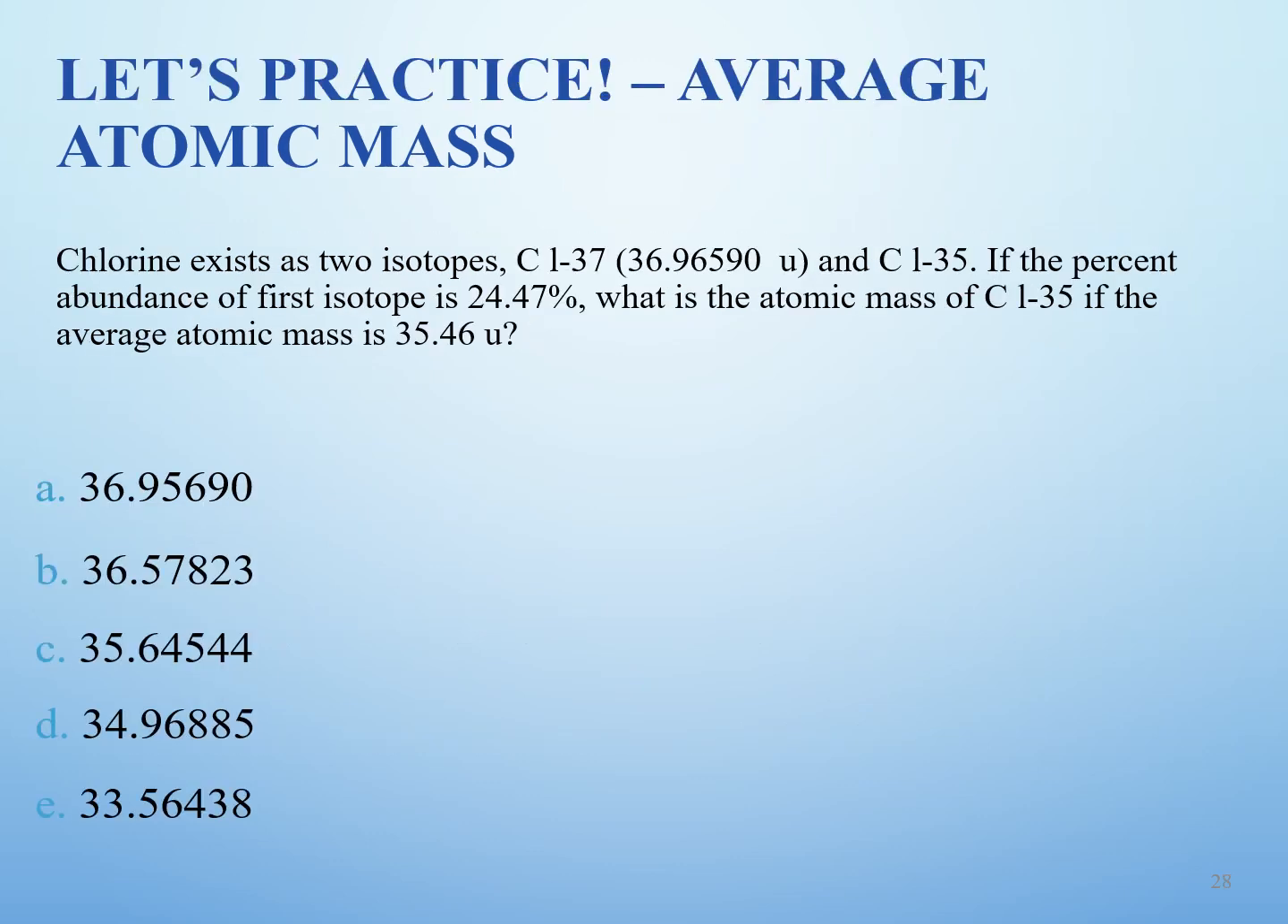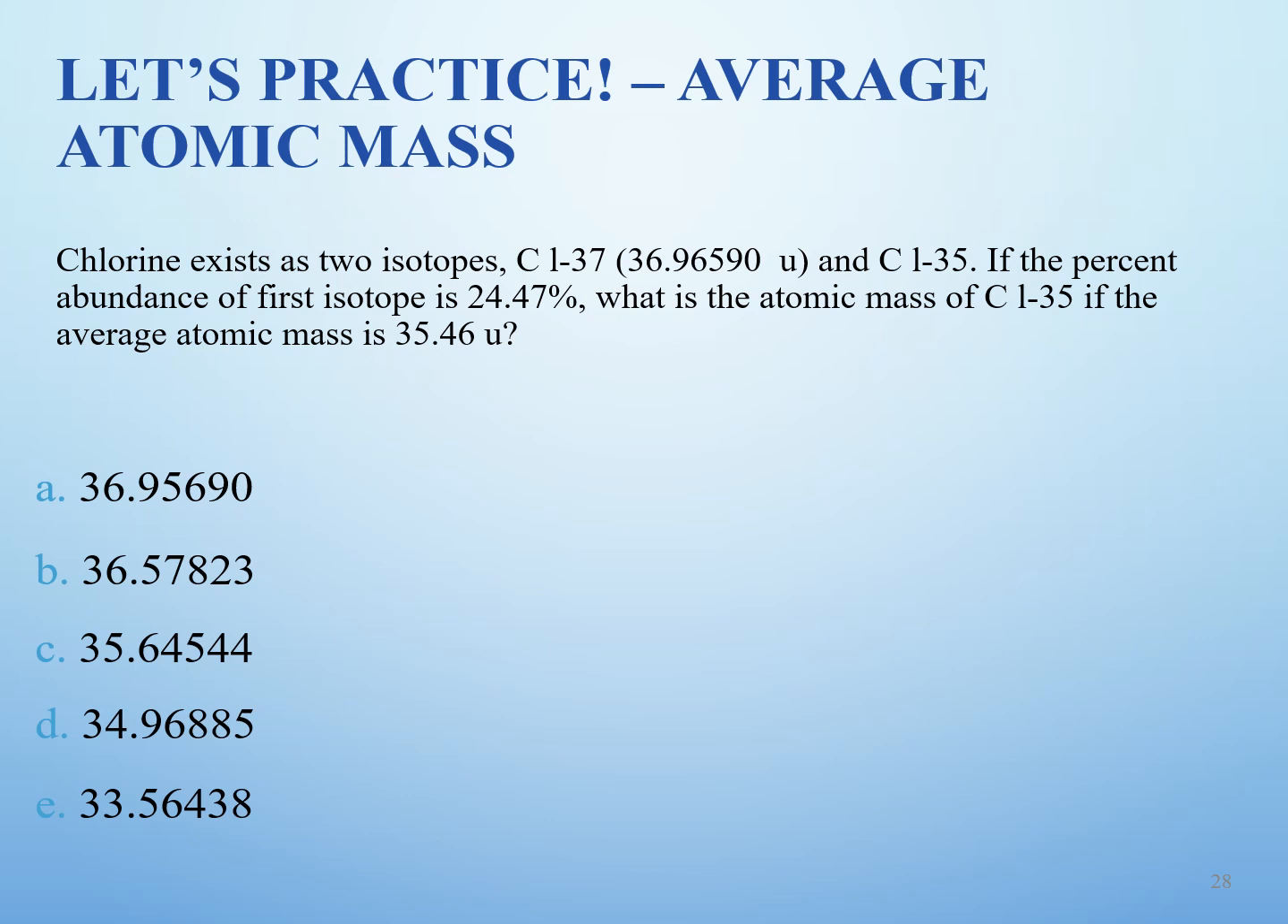Let's do one last question. In this question, chlorine exists as two isotopes: Cl-37, with an atomic mass of 36.96590 atomic mass units, and Cl-35. If the percent abundance of the first isotope is 24.47%, what is the atomic mass of Cl-35, the second isotope, if the average atomic mass is 35.46 AMU? So let's take a look at how we would do this.